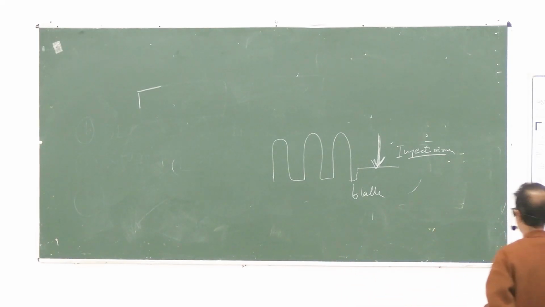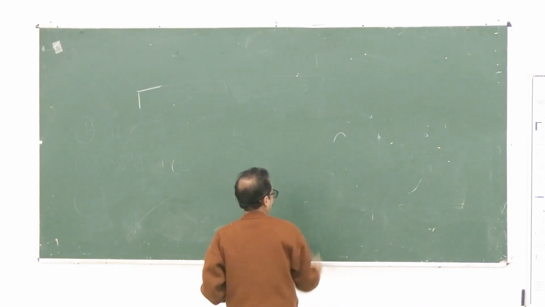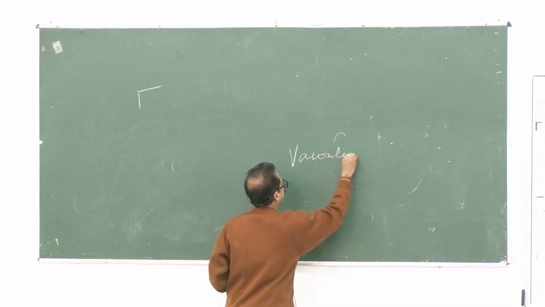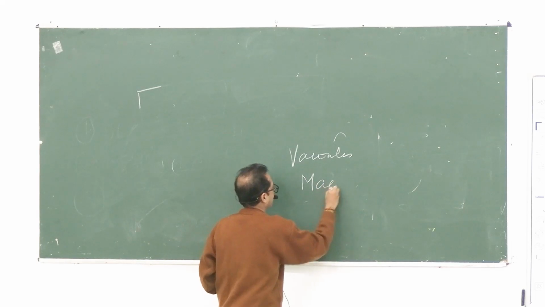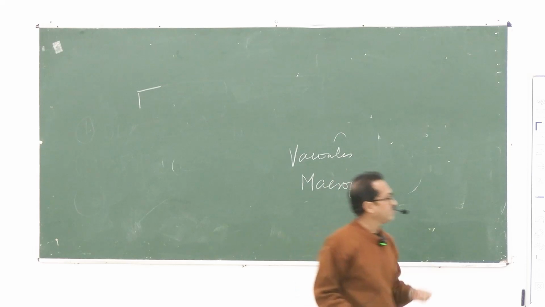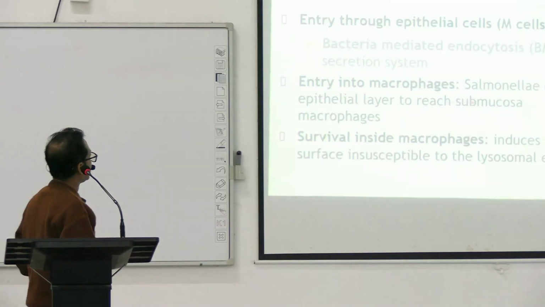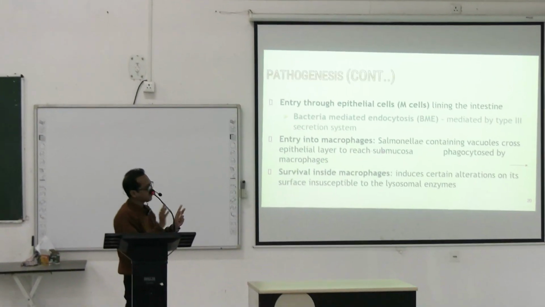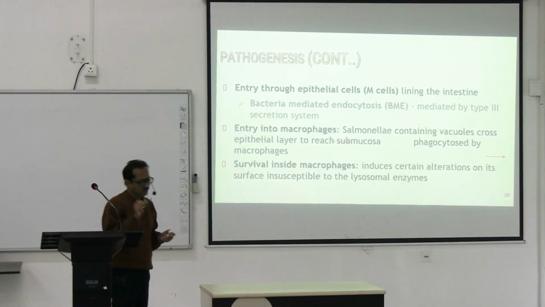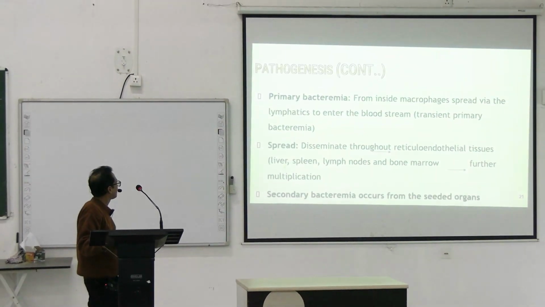Second part: after the M cell, it is endocytosed by the bacteria itself and then it reaches the macrophage, first in the vacuoles of the cells, then in the macrophage. Salmonella-containing vacuoles cross the epithelial layer to reach the submucosa, and then it is phagocytosed by macrophage. There are certain alterations in the lysosomal enzymes leading to their survival inside the macrophage.